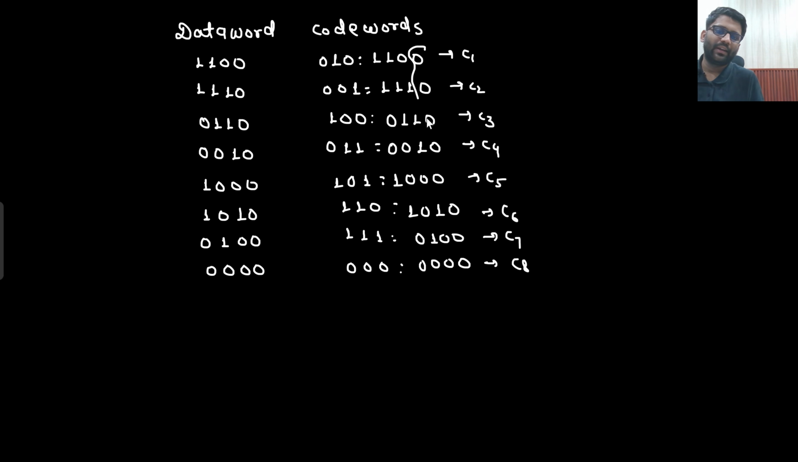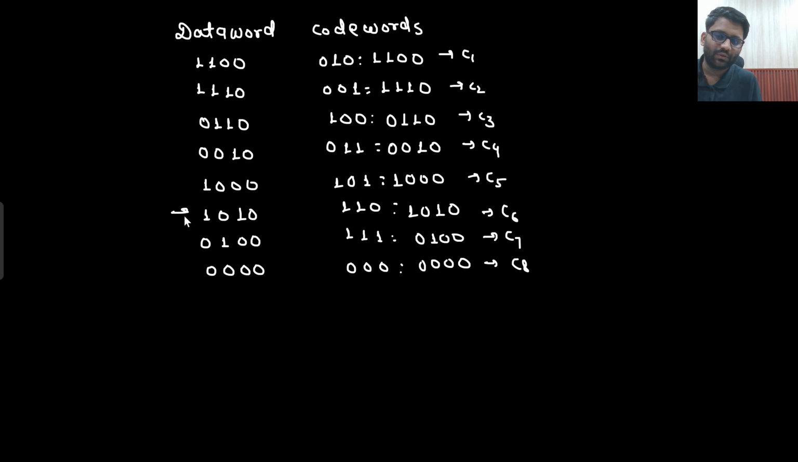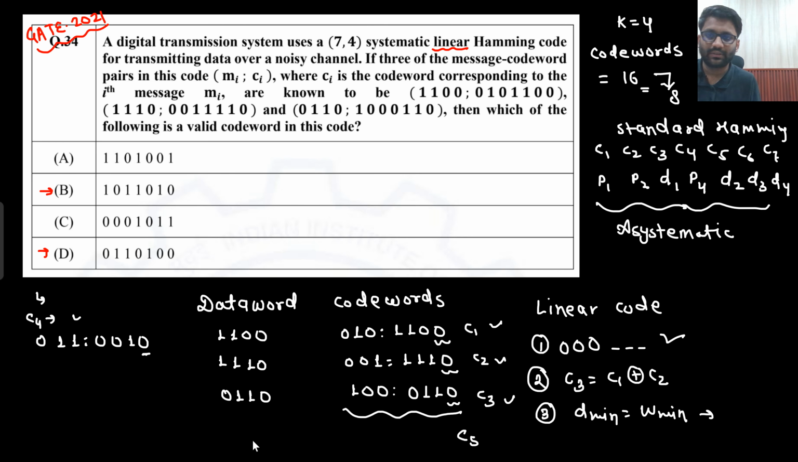I cannot determine any code word which is ending with 1. So C1 to C8. Now check the option. For 1010, they are saying that your parity bits should be 101. For 1010, your parity bits are actually 110. That means this option is not matching.